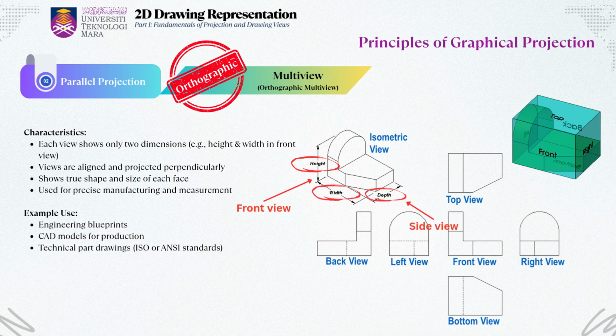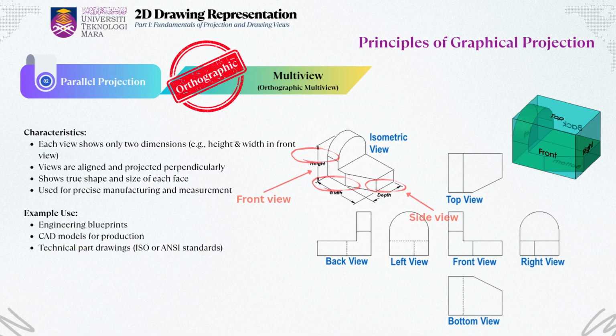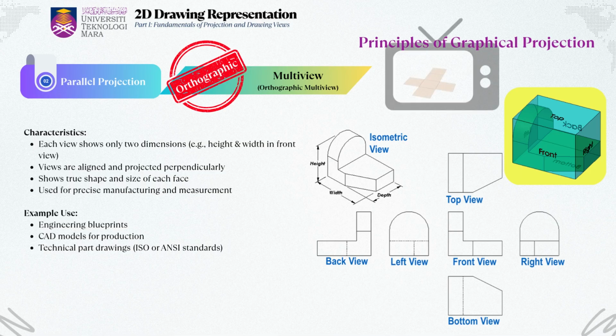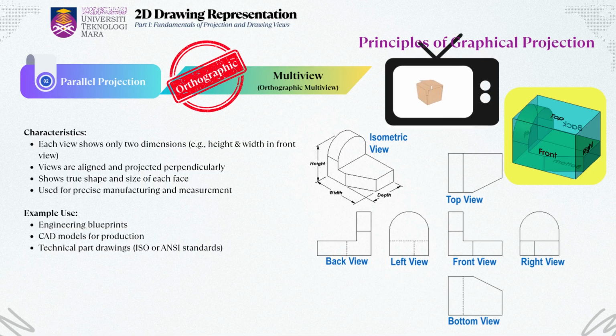All the views are arranged carefully and aligned with each other, and most importantly, they're projected perpendicularly. This perpendicular alignment ensures we get the true shape and size of each face. As shown in the illustrations on the slide, the object is placed inside an imaginary box, and each face of the box gives us one view. Think of it like unfolding a cardboard box where each side becomes one drawing view.